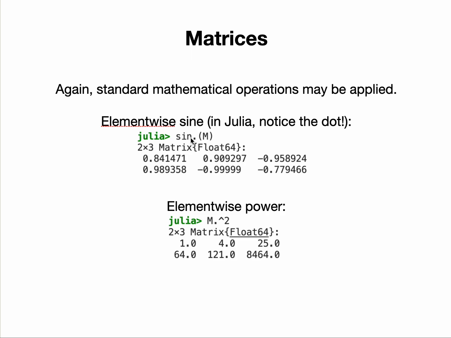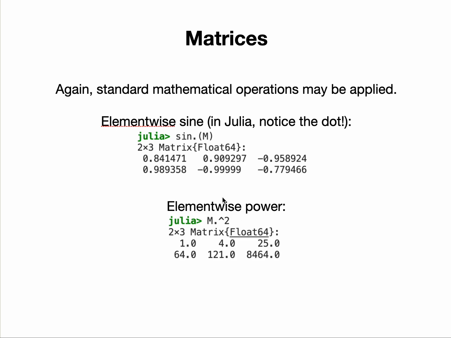So we will use this. You will see dots hanging between the function name and the argument call in many of our examples. So when you do this, sine is automatically applied to each of the entries of the 2D array here.